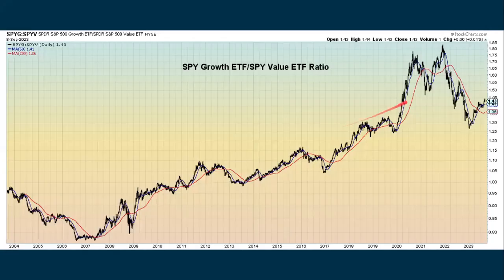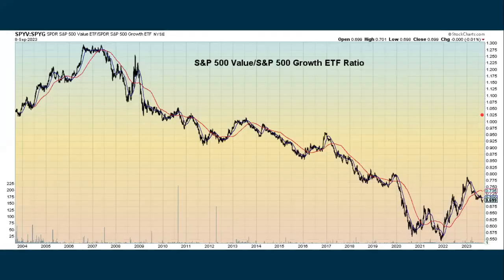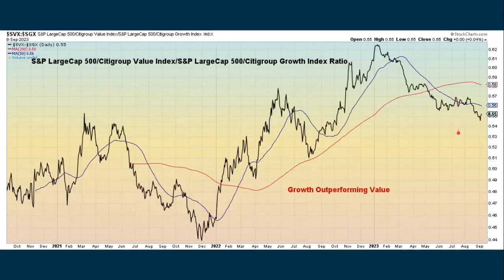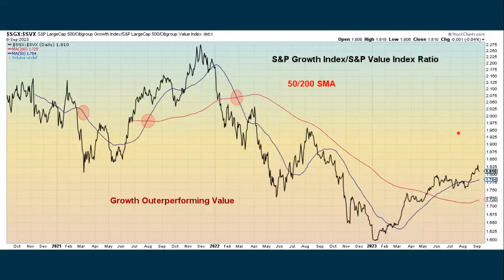We look at an ETF where it shows where growth had been underperforming and now it's starting to outperform. Then we look at an inverse of that same chart showing how value is now underperforming. And then we look at some other indexes showing how growth continues to outperform and how value is underperforming, or we could say growth is outperforming still. Another index study that we look at shows that growth is outperforming value.